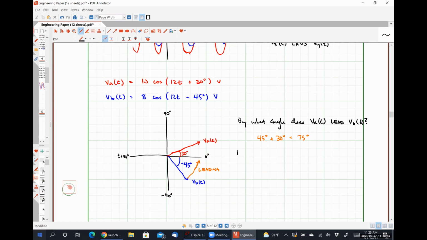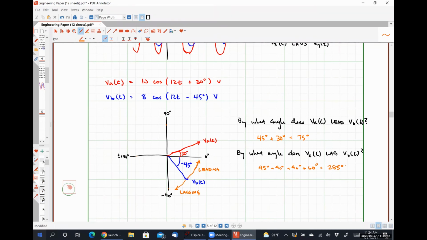If instead we wanted to know by what angle VA of t lags VB of t, we would instead measure in the other direction. So it would take us 45 degrees to reach here, another 90 degrees to get here, another 90 degrees to get here, and then 60 degrees until we actually reach our vector VA. So that's 180 plus 60 would be 240. So it looks like 285 degrees. And there we have it.